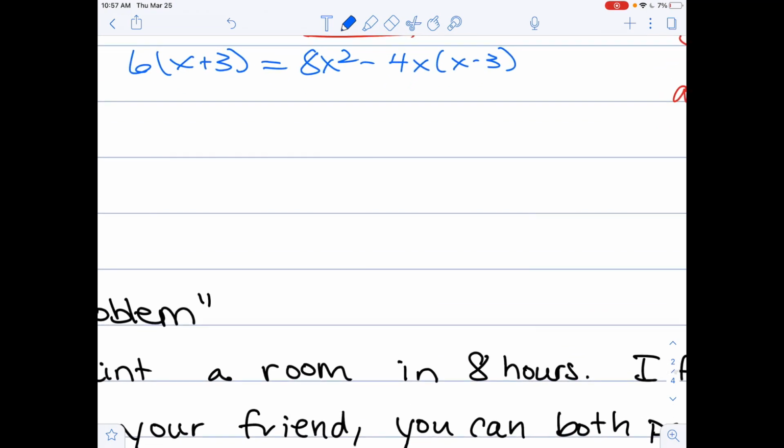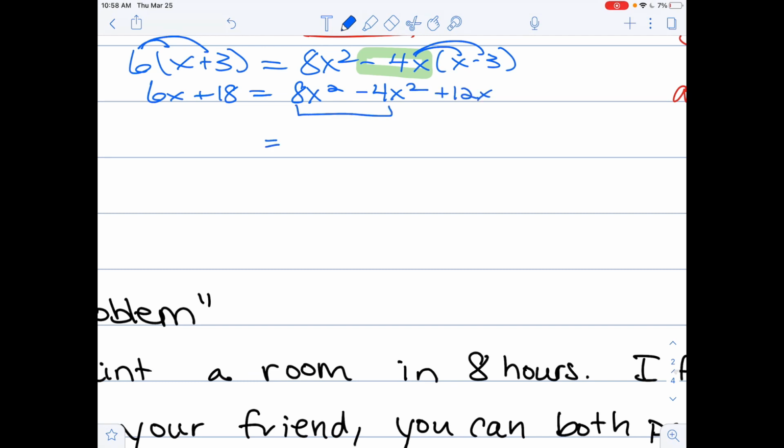Now we can just look at this and we're going to distribute. 6x plus 18 equals 8x squared. And then just keep in mind this minus is on the 4x, so when we distribute it through, it's a minus 4x squared and a positive 12x. Let's combine like terms, and we end up with 4x squared plus 12x.